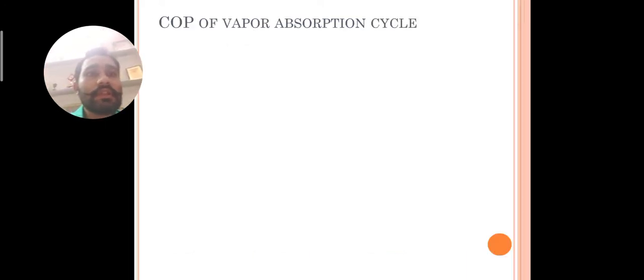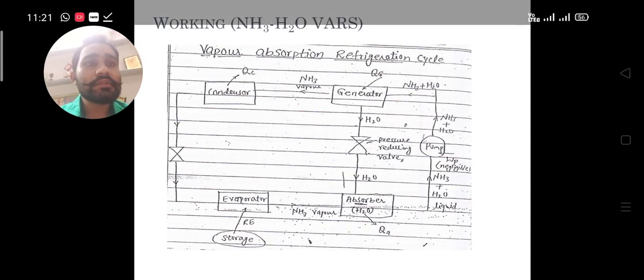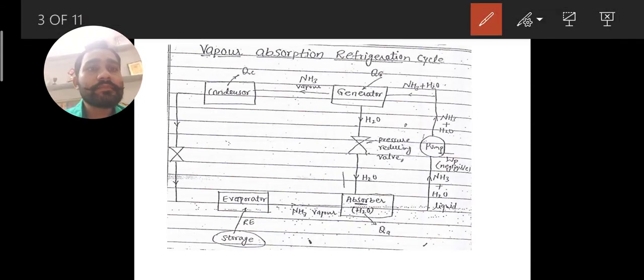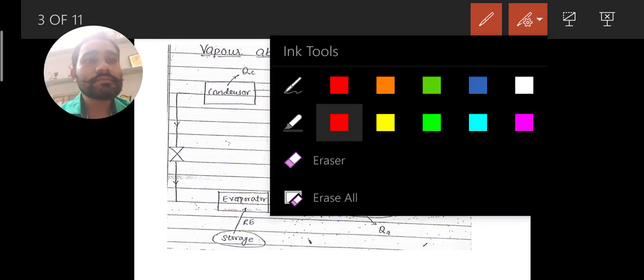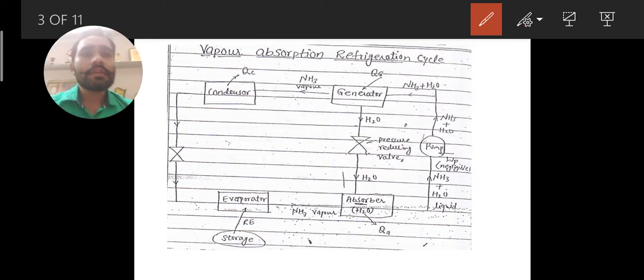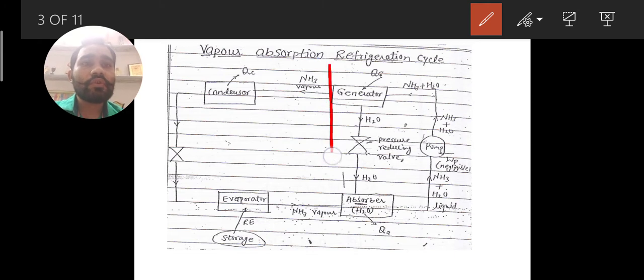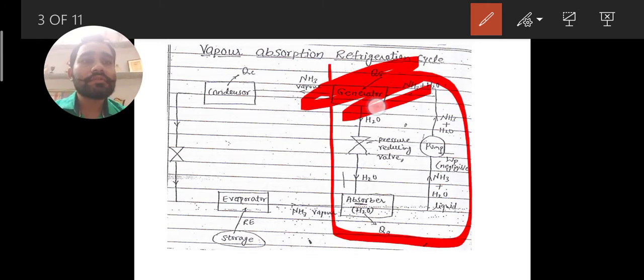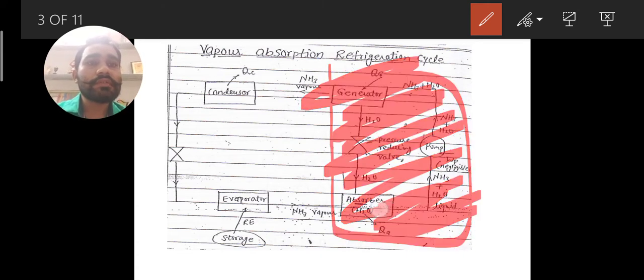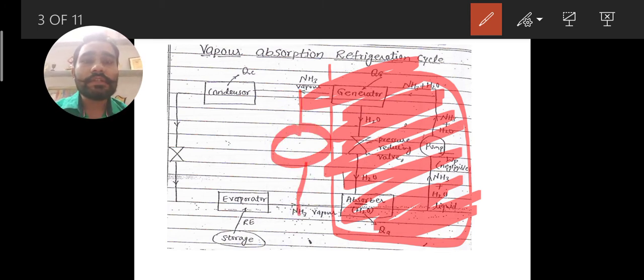Now just have a look here. If we look only at the left side portion, remove this part and put a compressor here, then what is it? It is a vapor compression refrigeration cycle.